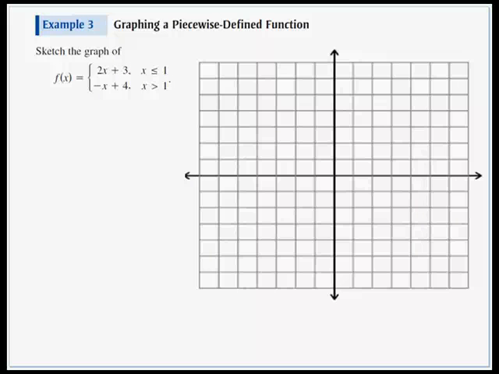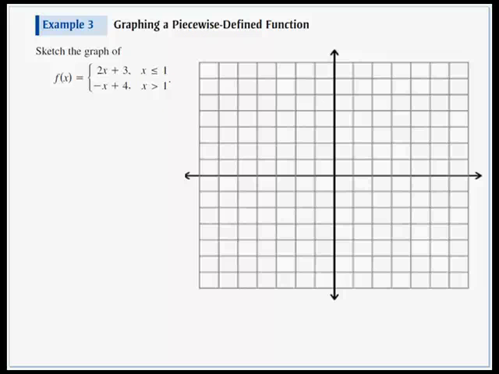Example 3, piecewise-defined function. These are like two functions in one. We have it in two pieces. We have the upper piece, which is used for x values less than or equal to 1 in this example, and we have a lower piece for values greater than 1. So, let's see what we got here.